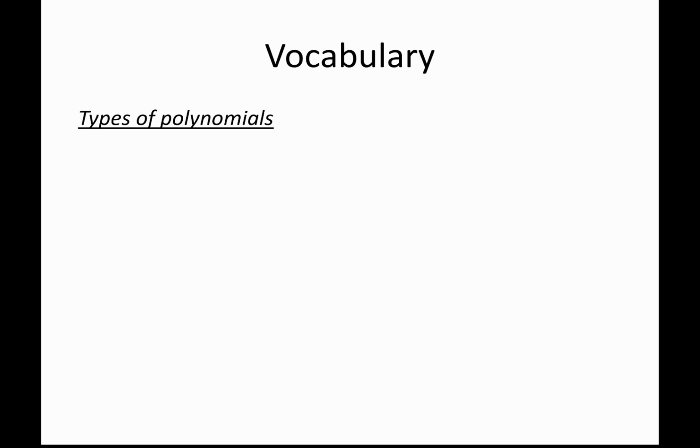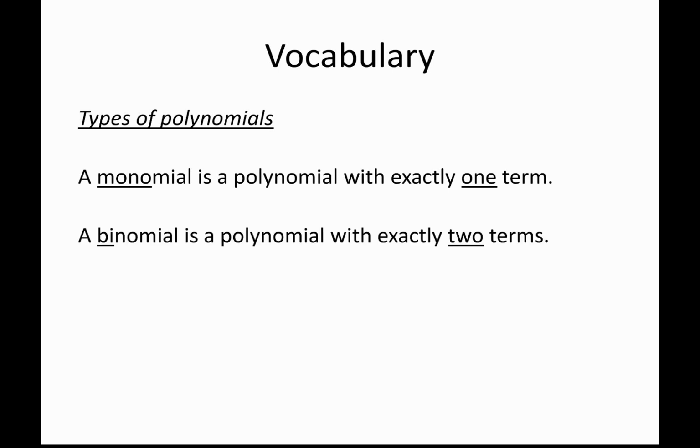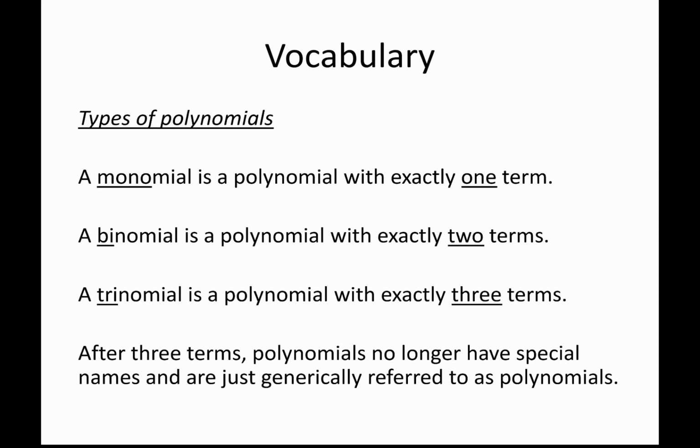This is, I think, a fill in the blank in your lecture notes. A monomial is a polynomial with exactly one term, mono meaning one. A binomial is a polynomial with exactly 2 terms, bi meaning 2. A trinomial is a polynomial with exactly 3 terms. And if a polynomial has more than 3 terms, it's usually just known generically as a polynomial. Okay, cool.